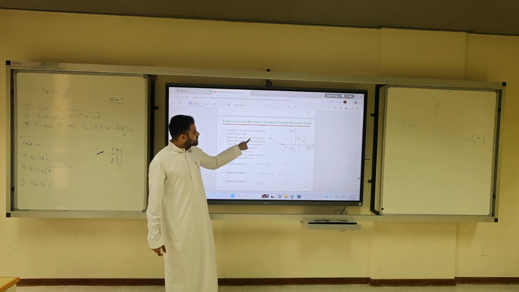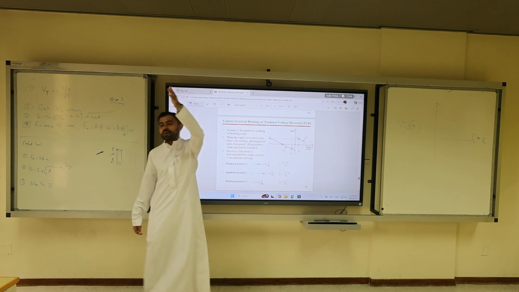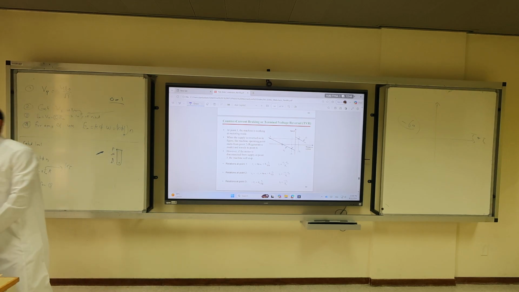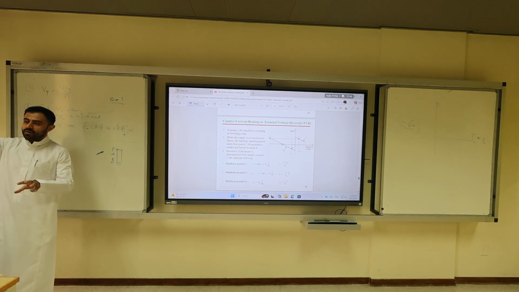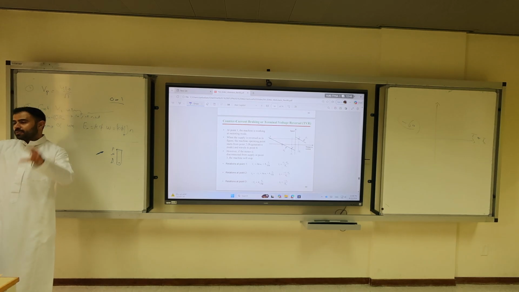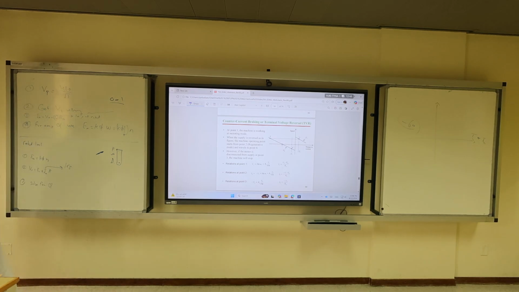When the supply is reversed, using what? Osama, how do we reverse the supply? Using the power electronics. We basically change the MOSFETs that are on. Okay? If it was 1 and 3, it becomes 4 and 2.